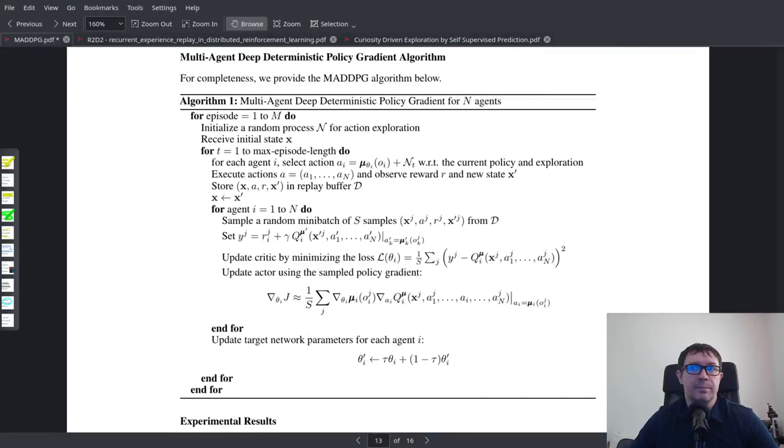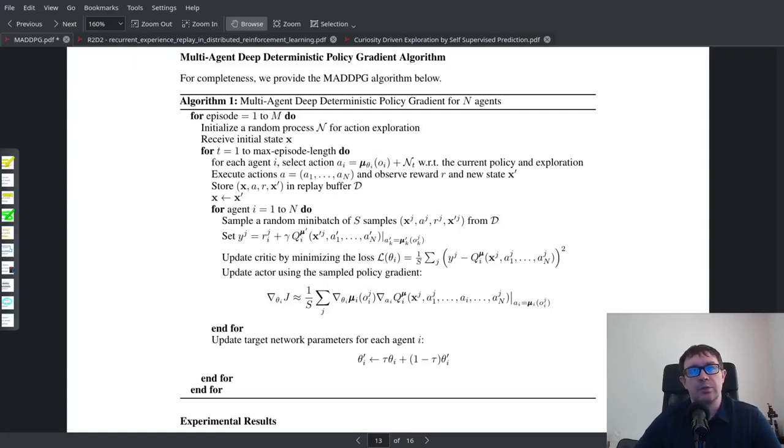So the algorithm is about what you would expect based on what we've read. So you're going to play a bunch of episodes and get the initial state X. Now remember that initial state X is the collection of observations for all of your agents. So for each step of the episode, do the following. For each agent, select an action according to the deterministic output of the neural network and noise distribution. Execute that set of actions and get the reward and new state X prime. Store the X prime, actions, reward, and X in the replay buffer, and then set the current state X to the new state X prime.